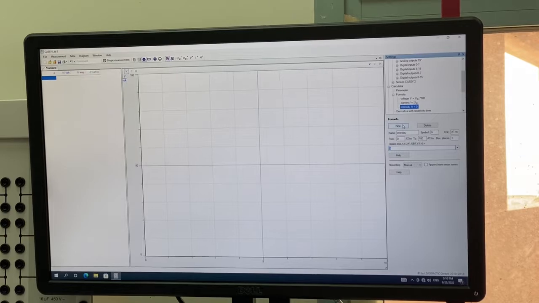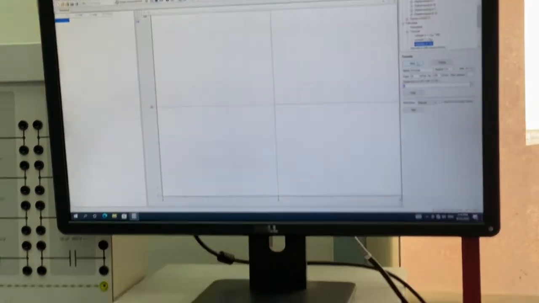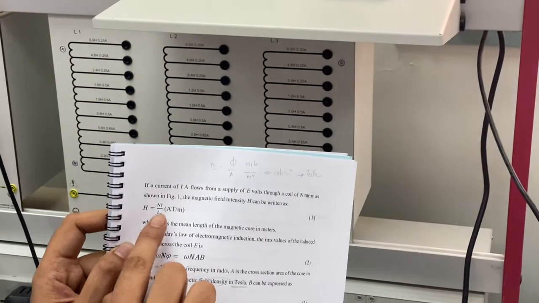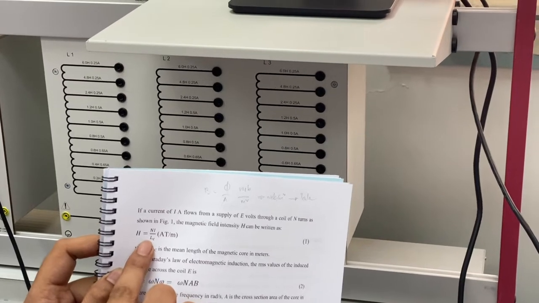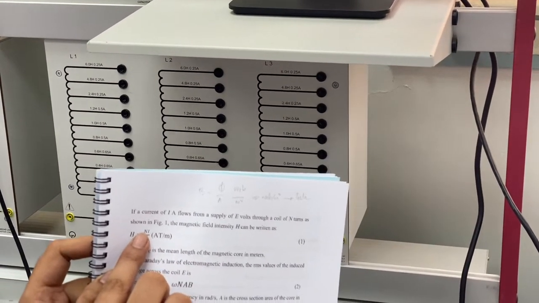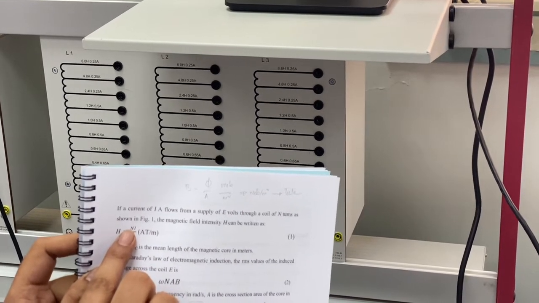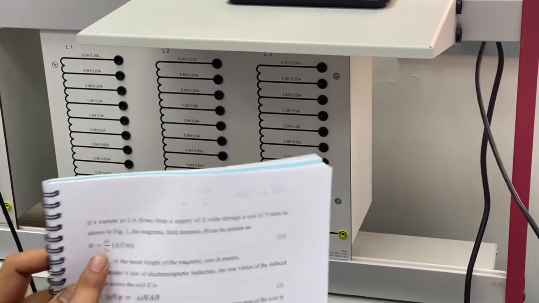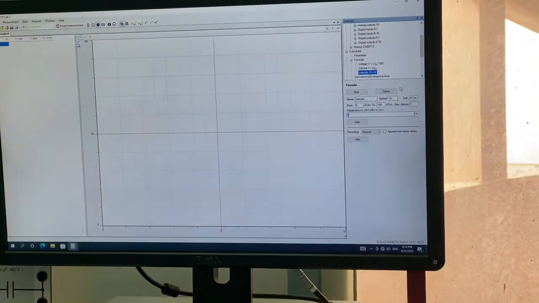What is the formula? Can you see? The formula for H is what? N times i divided by LC, right? So here, who is N? Number of turns, right? How much is the value? 250, right? So instead of N, you just write 250.